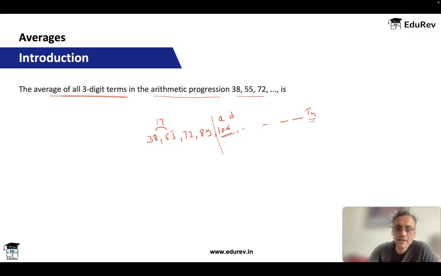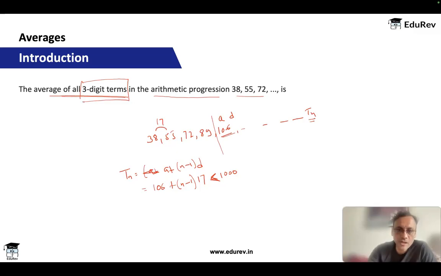term is called Tn. And the formula to get Tn is equal to A plus n minus 1 D. Okay, so A is 106, n I don't know, but difference I know, difference is equal to 17. And this Tn should be less than 1000, right? Because it should be a 3-digit term.